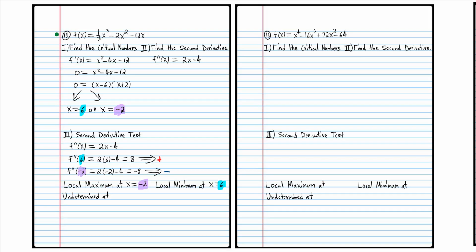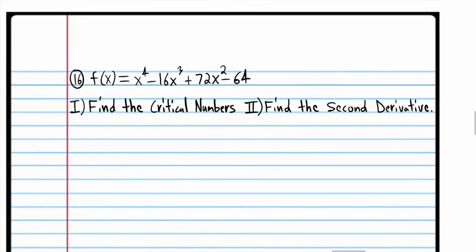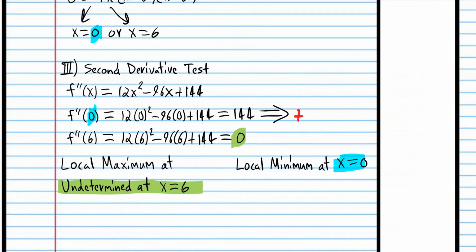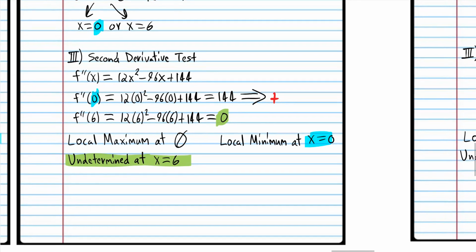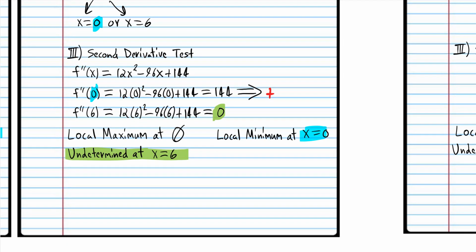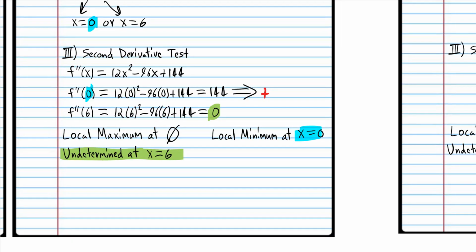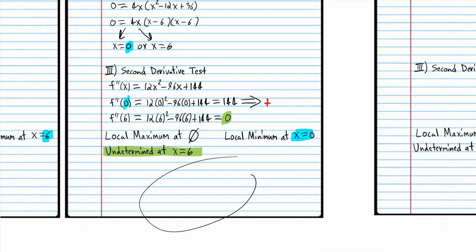Okay, we're back. And we don't know if there's a local maximum or minimum, but we'd have to do further work to figure that out. So again, you don't have to use the first derivative test. If the second derivative test fails, you would then have to go to the first derivative test.